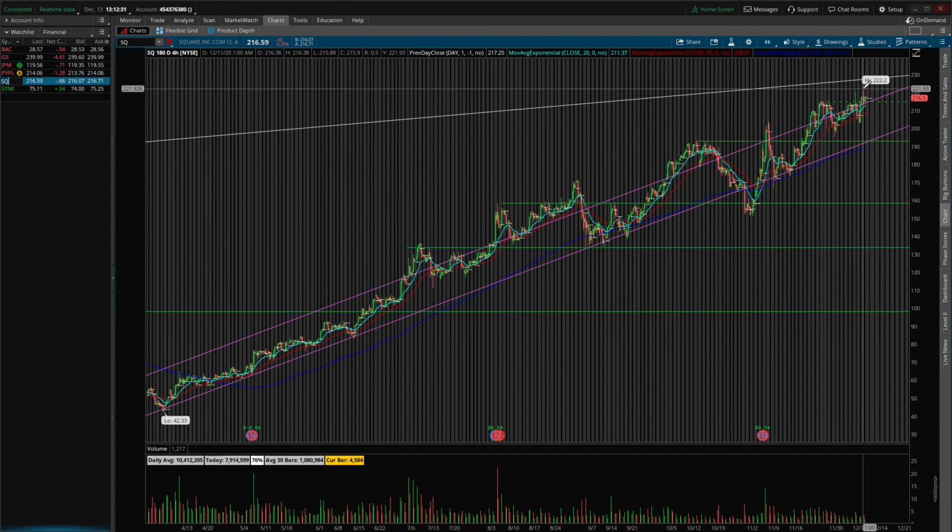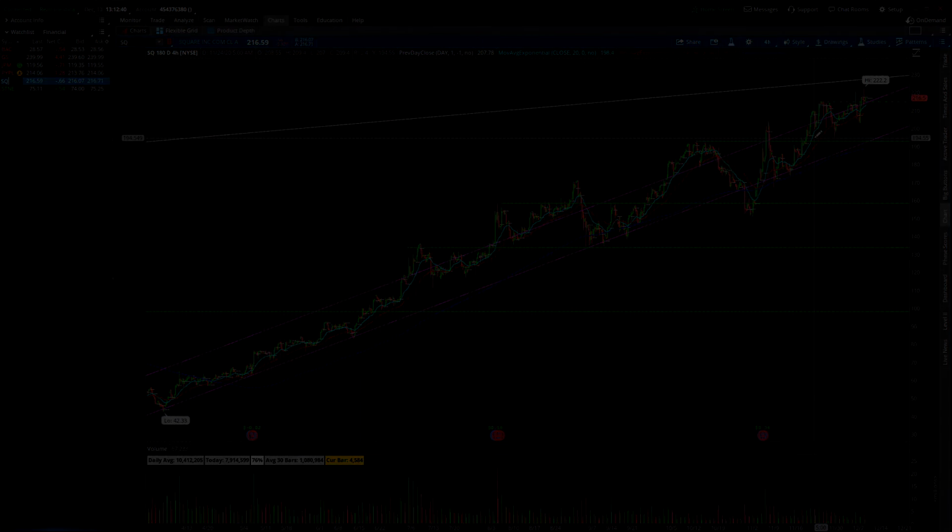We got the Christmas shopping season coming in. A lot of people are going to be spending money, and Cash App should benefit from that as well. So that's the chart for Square, guys.